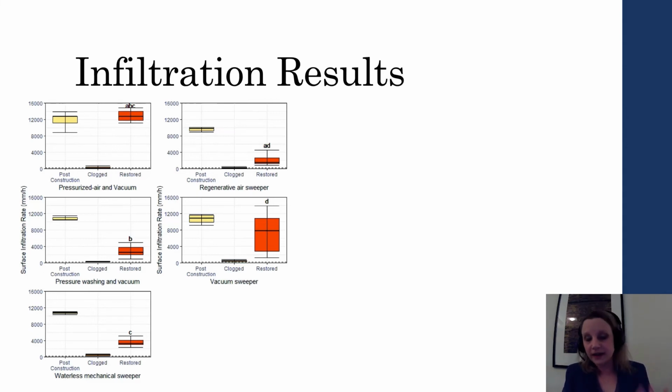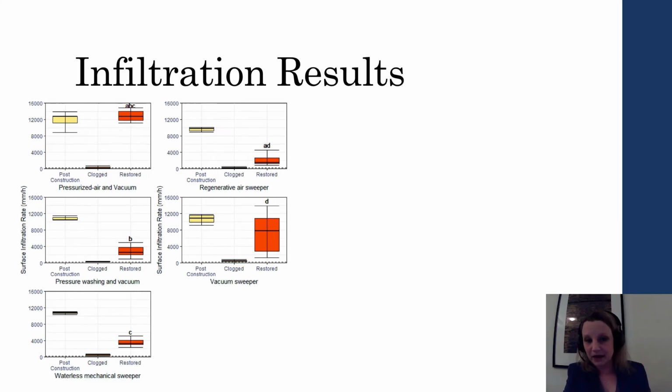The most effective system, kind of not really a surprise, is of course this pressurized air and vacuum technology, this two-step system that's been specifically developed for restoring neglected or severely clogged permeable pavements. And this one was able to restore our pavement right back up to its post-construction infiltration rate.